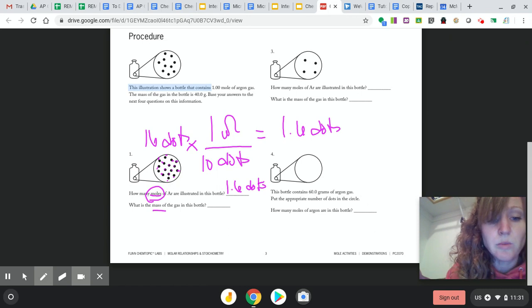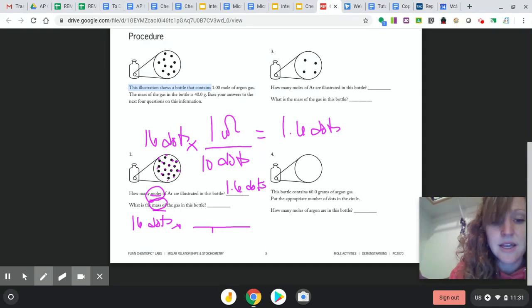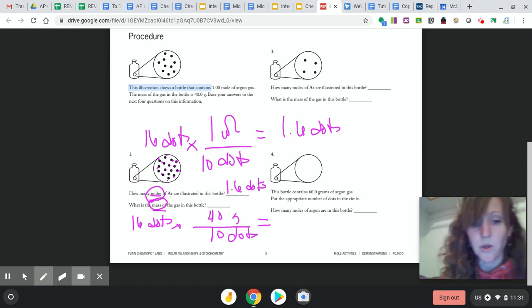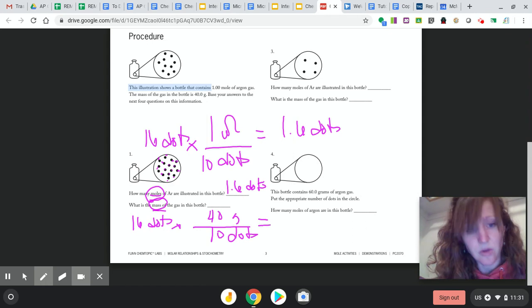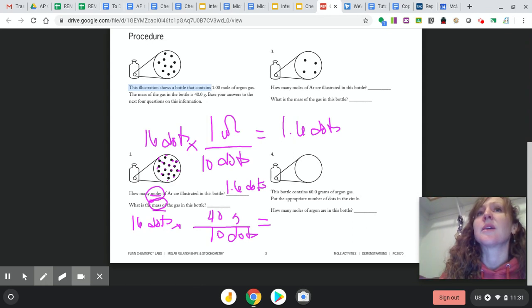So let's go to mass also. If I have 16 dots, and I know that 10 dots is equal to 40 grams, then what do I get out of here? So 4 times 16 is what? 64? I think so.